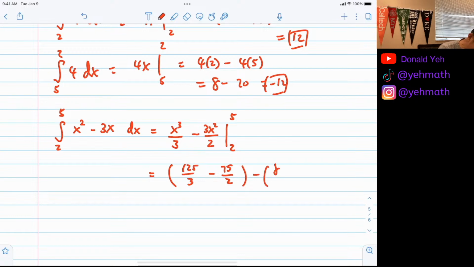If I plug in 2, it's going to be 8 over 3 minus 12 over 2, right? Can anybody find my mistake, or are we okay before I move on?